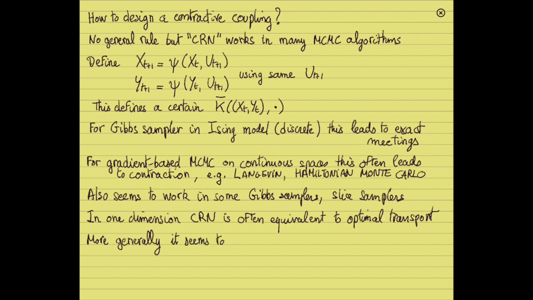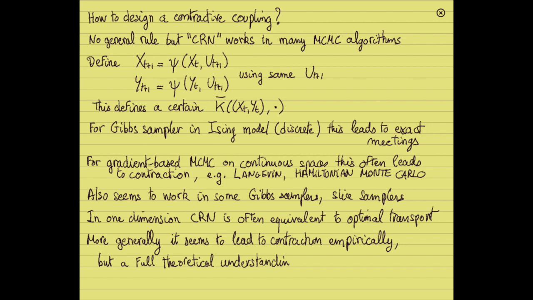But apart from this one-dimensional case, it's rare and it's case by case that we can establish the contraction properties of a coupling, and in particular a common random numbers coupling. But it's easy to implement and to observe whether the chains contract or not as time progresses. There is not much of a full theoretical understanding. It's at the moment much more understood on a case-by-case basis.